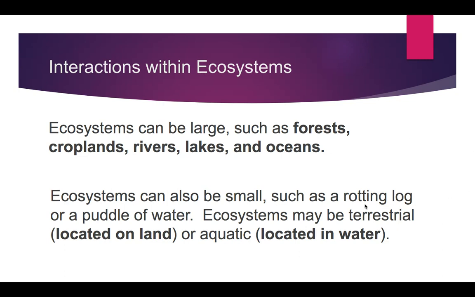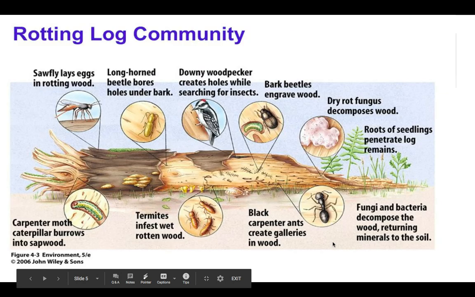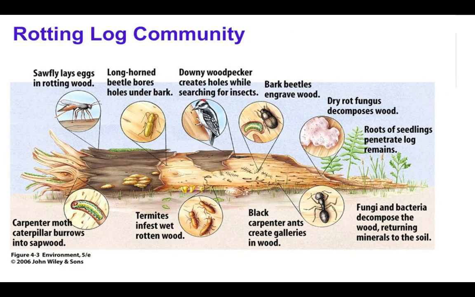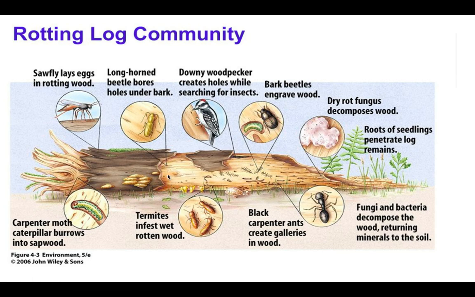Ecosystems can also be called terrestrial, which is just a fancy word meaning that they're located on land, or aquatic, which is just a fancy term saying that they are located in water. Now this is just a little picture going over how a rotting log can actually make a community and an ecosystem. So we have our dying and dead log right here, and you can tell that there's a lot of different organisms living on it and because of it and the nutrients that it's providing.